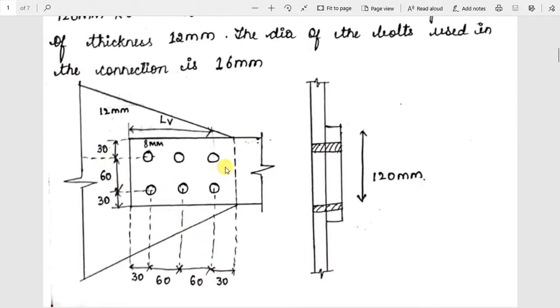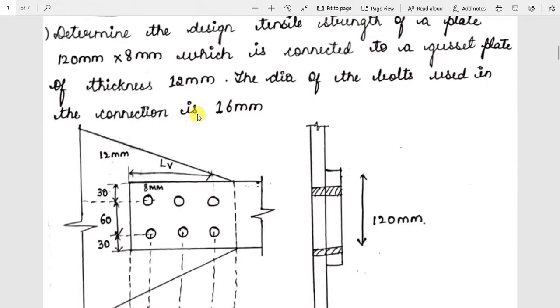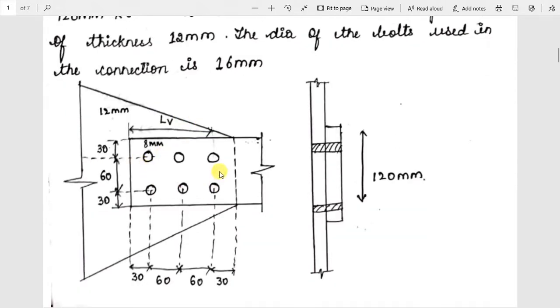See, load will be applied along this direction. So the pitch and edge are measured along the direction of load. This will be the pitch and this will be the edge distance. And this is the gauge distance. This gauge distance will be measured along the direction perpendicular to the load application. So this is the end distance. Both edge and end, we will treat as the same. So this is the figure given and this is the data given. And the bolts used are 16 mm diameter, 6 numbers, arranged in 2 rows.